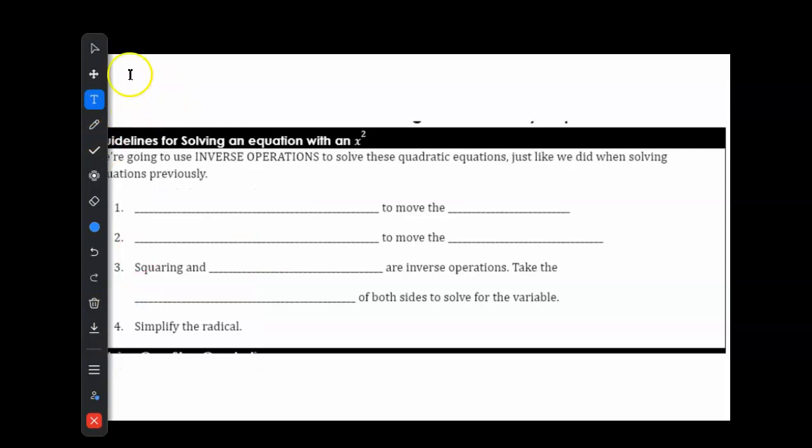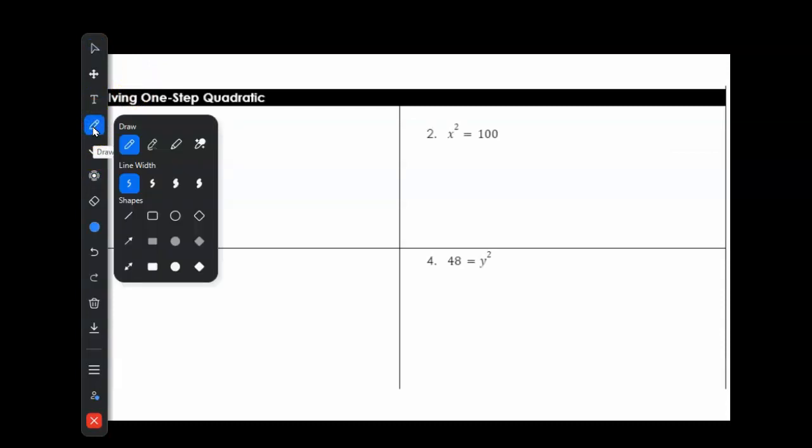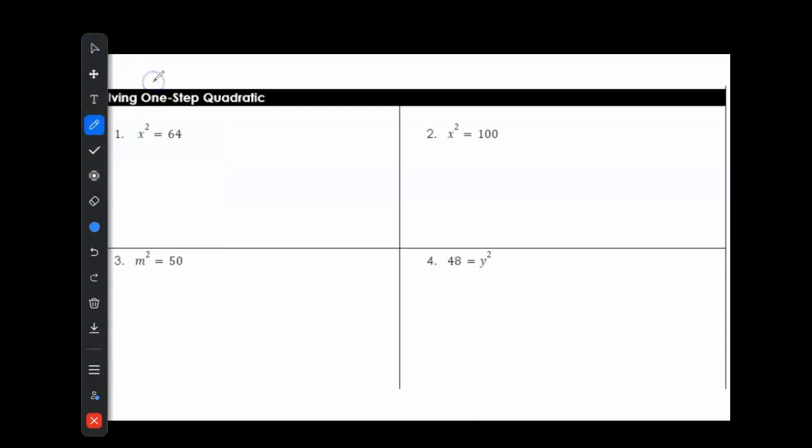All right. So let's see what that looks like when we're actually solving an equation. So x squared equals 64. What do we do with the squared? We don't have to add or subtract. We don't have to multiply or divide. We just need to get rid of the squared. So the square root will cancel out the squared. X squared and square root cancel each other out, so we just have x left over.